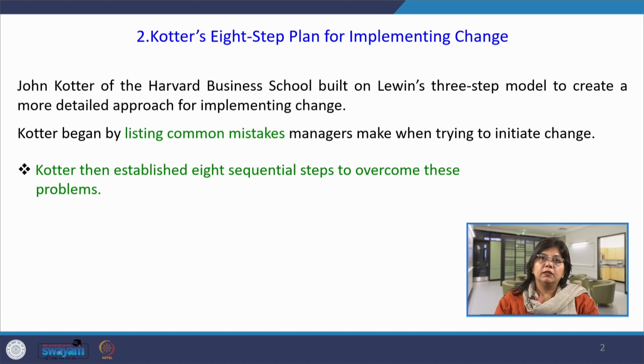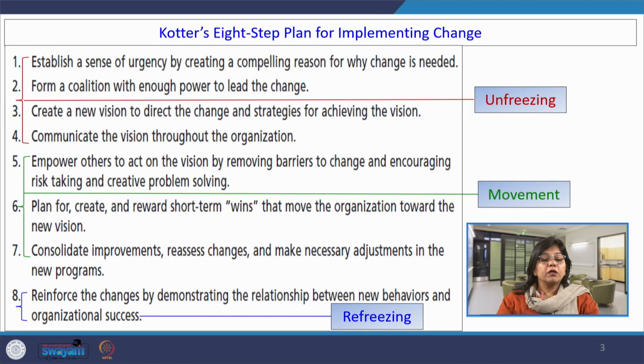In his proposed model, he has identified 8 sequential steps, focusing on the mistakes a manager can make while implementing or initiating any change. So, John Kotter of the Harvard Business School built on Lewin's 3-step model to create a more detailed approach for implementing change, and he began by listing common mistakes which managers make when trying to initiate change, and these 8 steps are sequential to overcome those problems. So, basically it is not mistakes, but the problems that any manager would experience in implementing or initiating any change. So, what are those 8 steps?